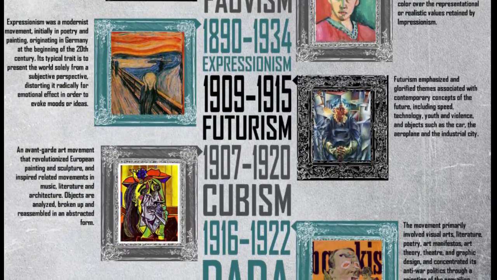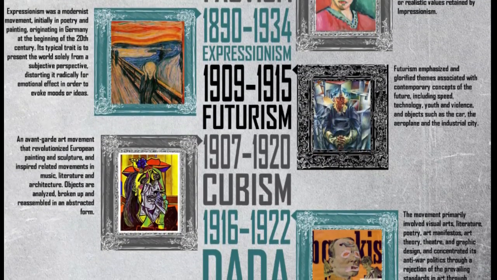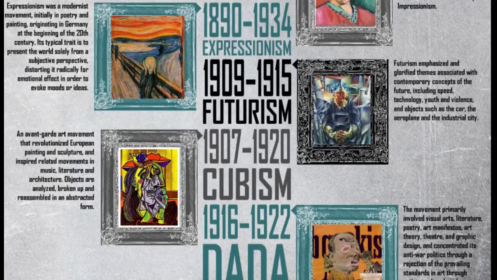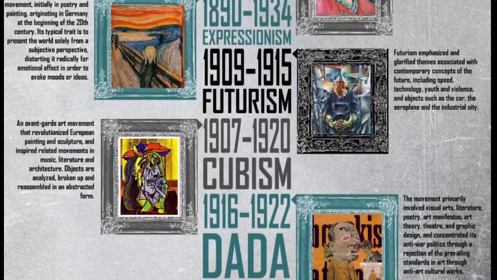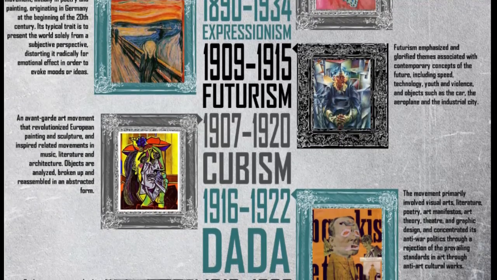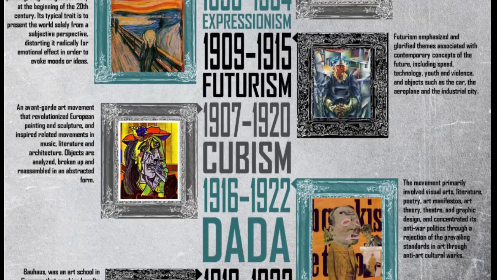From 1909 to 1915, we saw Futurism. Futurism emphasised and glorified themes associated with contemporary concepts of the future, including speed, technology, youth and violence, and objects such as the car, the aeroplane and the industrial city.